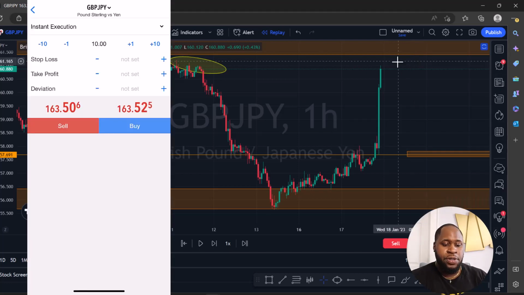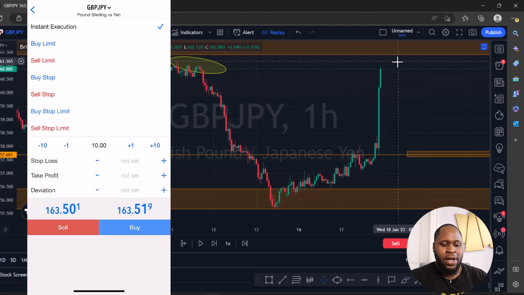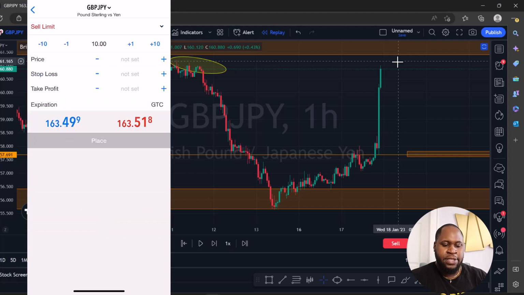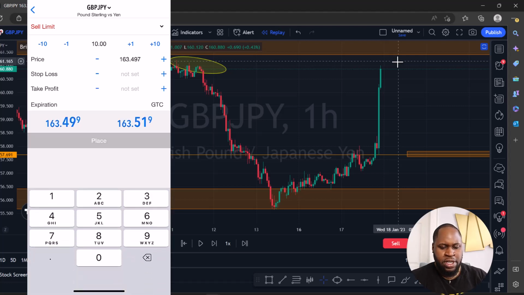All right, now I'm going to go to my MT5, same drop down where it says instant execution. I'm going to click on sell limit, place my lot size. The price I chose was 161.178, I believe. Okay, so 161.178. Put in my stop loss and TP. Won't do it now, but put in my stop loss and TP.